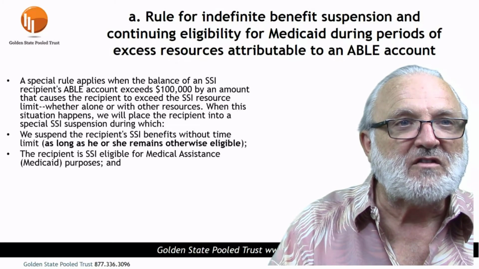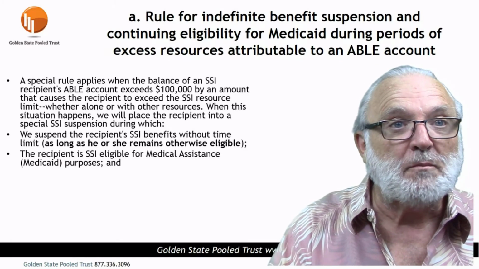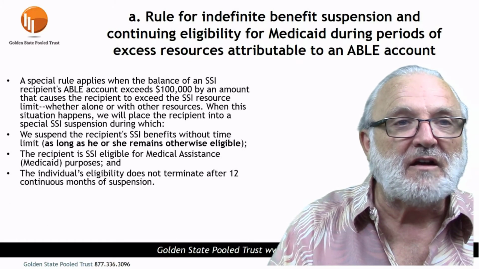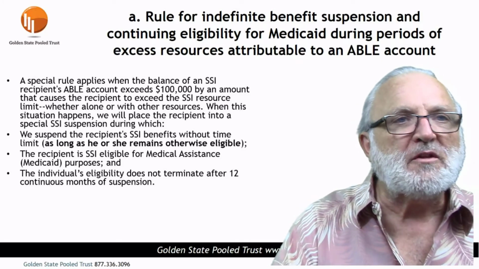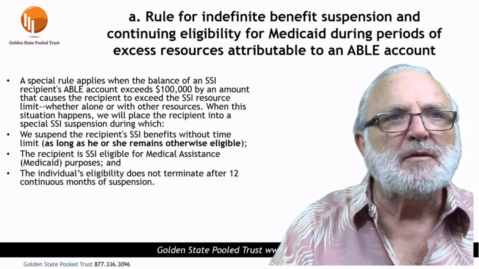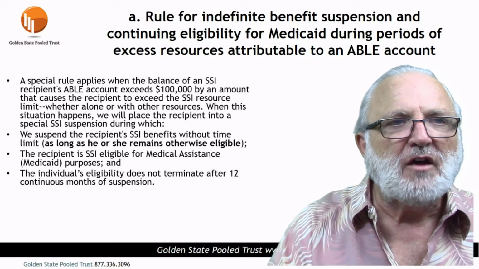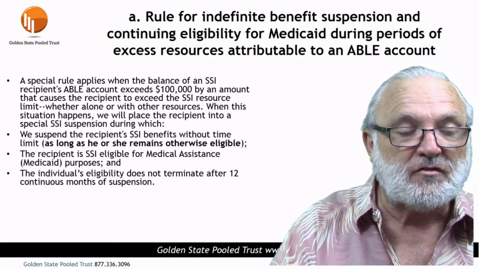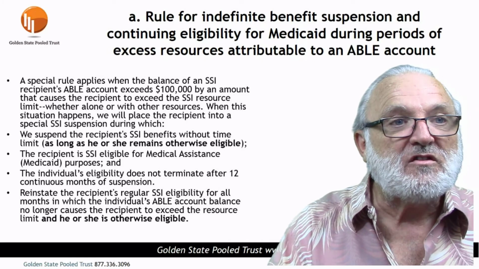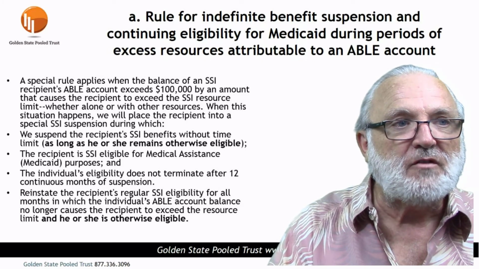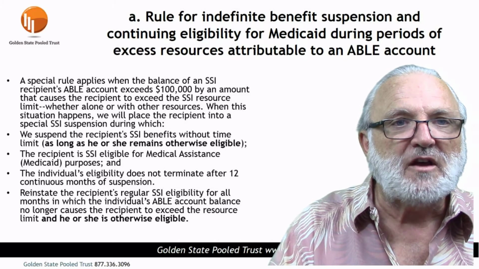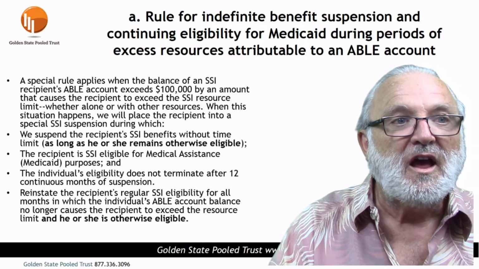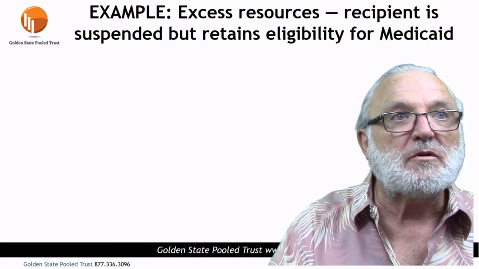The recipient remains SSI eligible for medical assistance or Medicaid purposes, and the individual's eligibility does not terminate after 12 continuous months. Normally when your SSI is cut, when you're not eligible, if you go past 12 months, you'll have to reapply all over again. The whole point of this is not to have to reapply a second time. Reinstate the recipient's regular SSI eligibility for all months in which the individual's ABLE account balance no longer causes the recipient to exceed the resource limit and he or she is otherwise eligible.